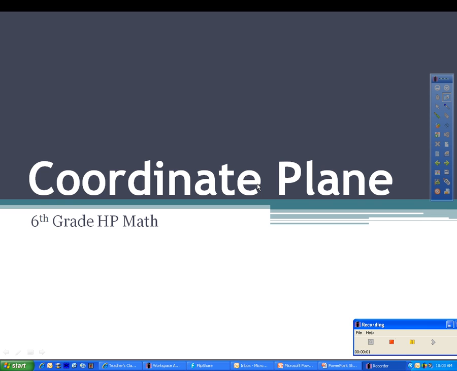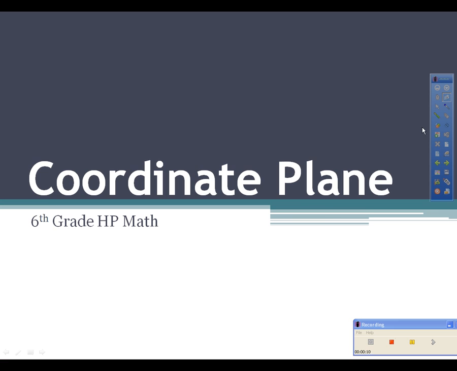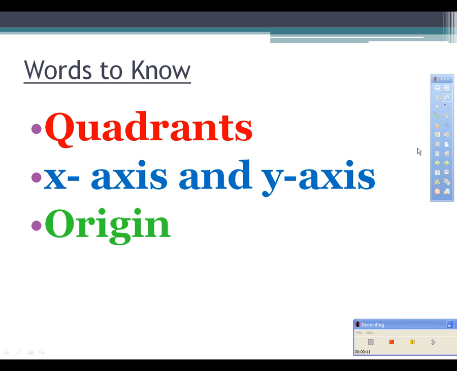Hey, today we're going to learn about the coordinate plane. The coordinate plane has a bunch of different parts, so we first need to look at some words to know. Those words to know are quadrants. There's a couple different quadrants we need to know. There's an x-axis and a y-axis, and then there's also the origin. If we understand all these words and what they have to do with a coordinate plane, it's going to make the day a lot easier.